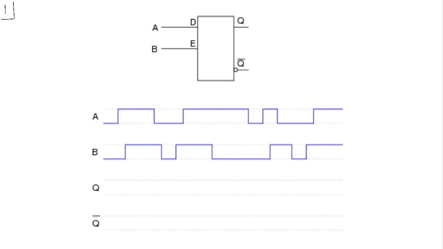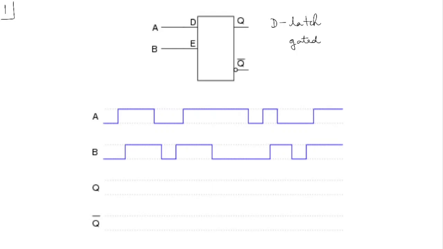Okay, let's look at problem 1 here. This is sheet 7. And what we have is a D latch, right? And this is a latch which is a gated latch. So, which means that it is a level triggered D latch.